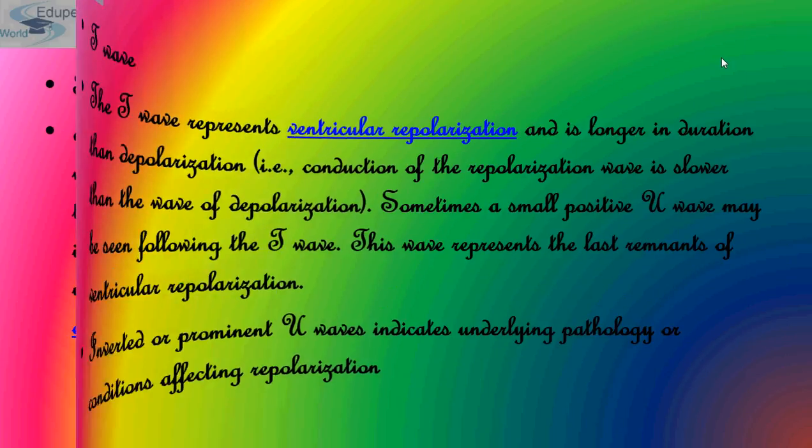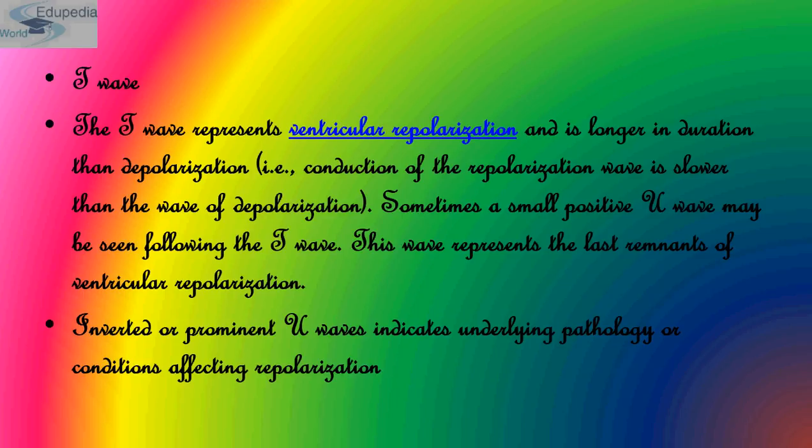Now what about the T wave? T wave represents ventricular repolarization. It is a broad upward wave that represents ventricular repolarization and thus results in ventricular relaxation. Sometimes a small positive U wave may also be seen following the T wave. This wave represents the last remnants of the ventricular repolarization, but is seen very rarely. An inverted or prominent U wave indicates underlying pathology or a condition that affects repolarization.